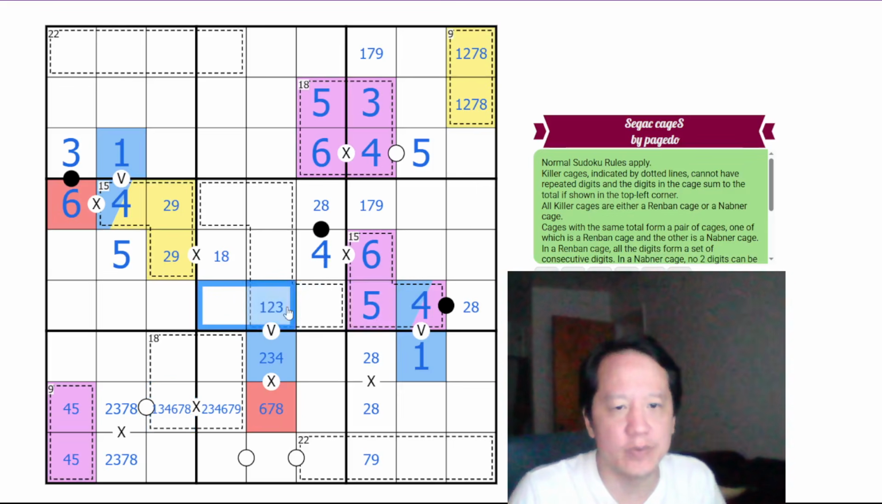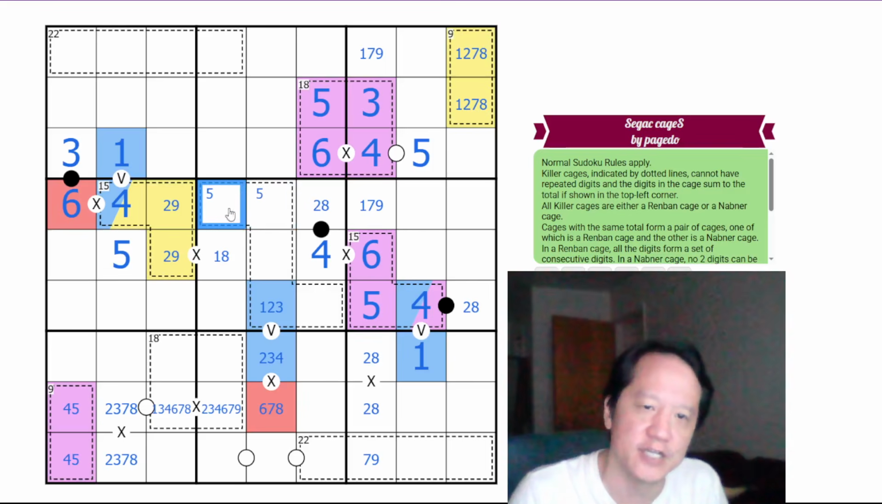5 cannot be here in the central box, cannot be here. It's one of these two. So 5 is in this cage.